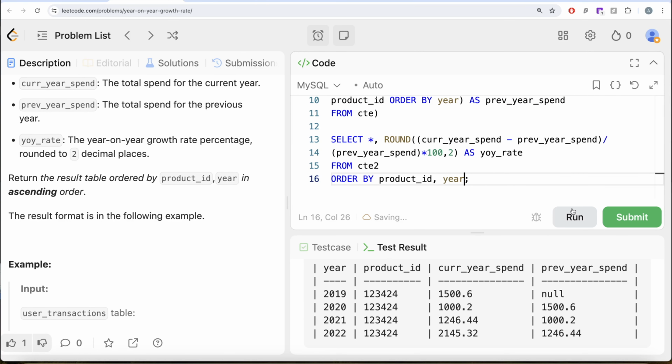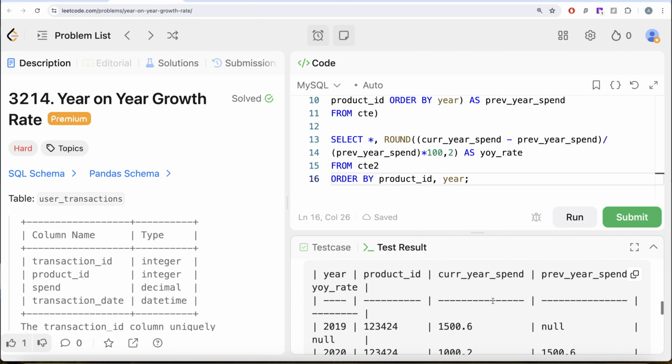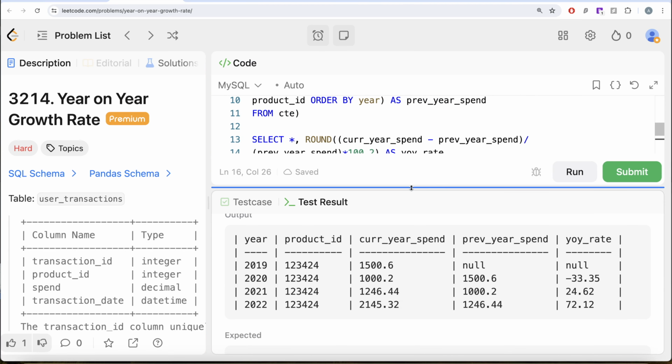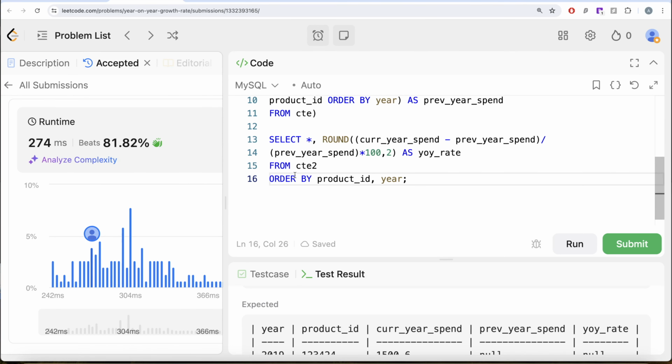Okay, let me go ahead and run this. Let's see what we get in our output. So yeah, this is accepted. If you look at our output, let me just drag it to the left. So our output is exactly the same as the expected output. Let me go ahead and submit to see if it passes all the test cases. So yeah, this is accepted and this is how to do it.